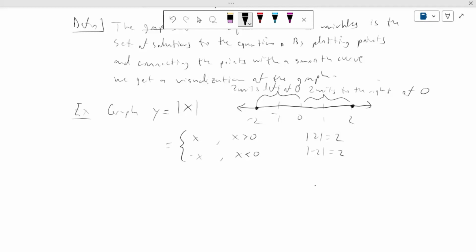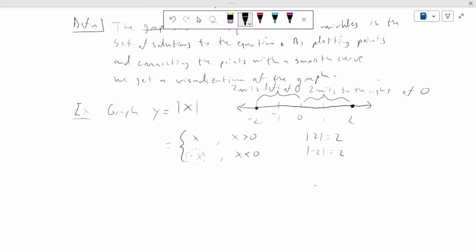A lot of people get confused at this negative x over here, because they say, isn't this now a negative number? No, this is -1 times x, so this is a negative number times a negative number, which is definitely positive. Remember, we're under the assumption that x is already negative. So if we multiply it by -1, that makes it positive.